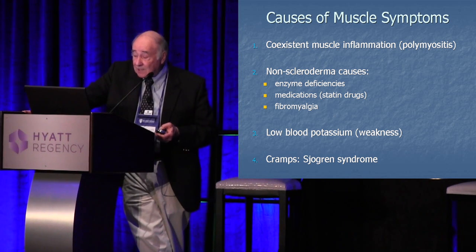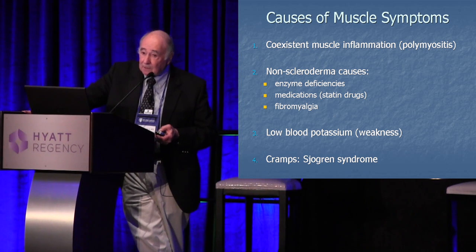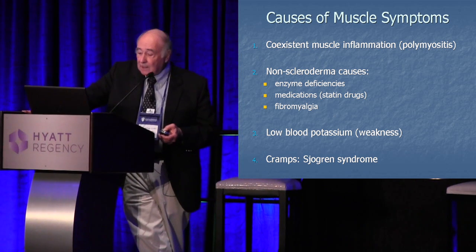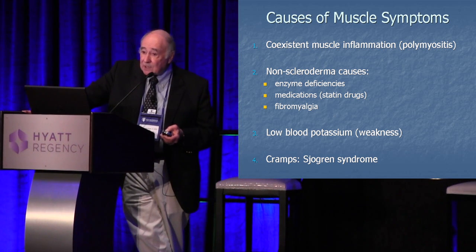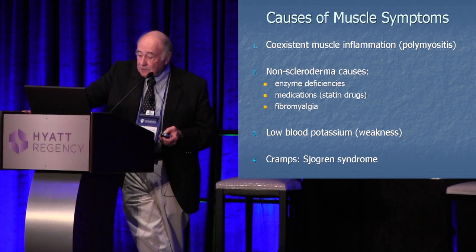A low blood potassium can cause weakness, not pain, and that can be due to a diuretic, but it can also be due to loss of potassium in the urine, which occasionally occurs in Sjogren syndrome patients. And cramps, as I've mentioned, Sjogren's.